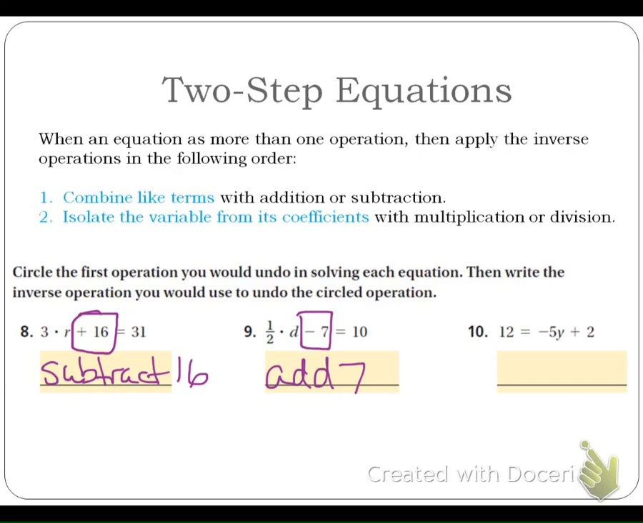In the final example there, it says 12 is equal to negative 5y plus 2. Look at the side of the equation with the variable. You have a negative 5 that's being multiplied to y, it's that coefficient, and then plus 2. The plus 2 is the constant, so you must always undo your constants first, because that's adding 2. To get rid of it, you would have to subtract 2.